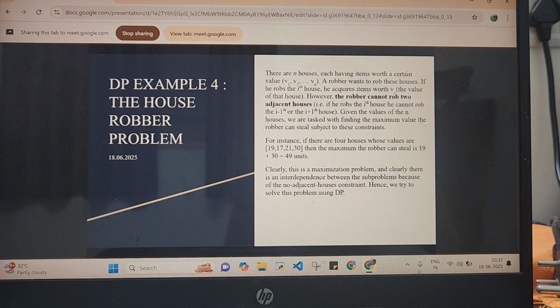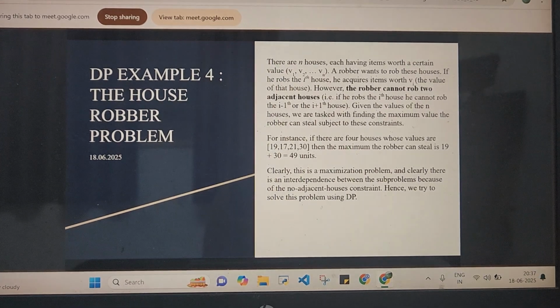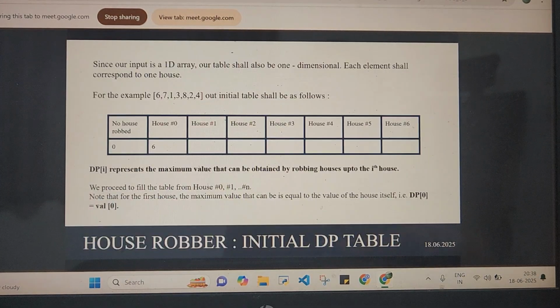So obviously this is a maximization problem, which is optimization, and of course there is an interdependence, because if you steal from the ith house, you cannot steal i minus 1 or i plus 1. If you don't steal i, you can steal from i minus 1 or i plus 1. And the maximum value you can obtain from, say, i houses depends on the maximum you can get from i minus 1 houses, and so on. So there's a lot of interdependence between the problems, which means this qualifies as something which can be solved using dynamic programming, which is what we're going to see now.